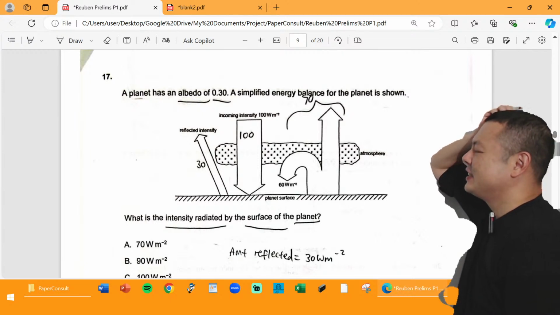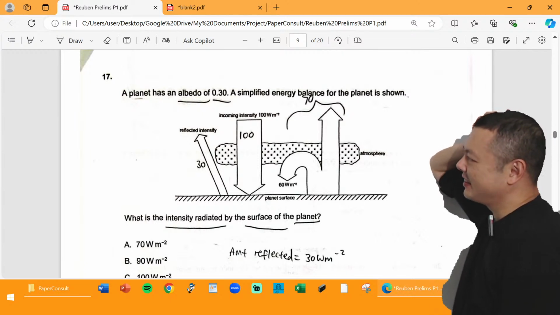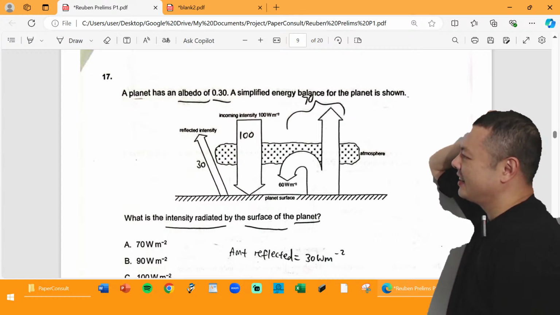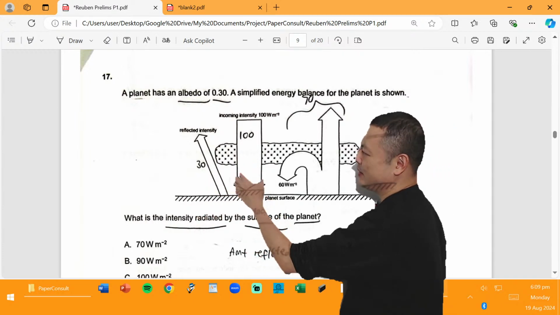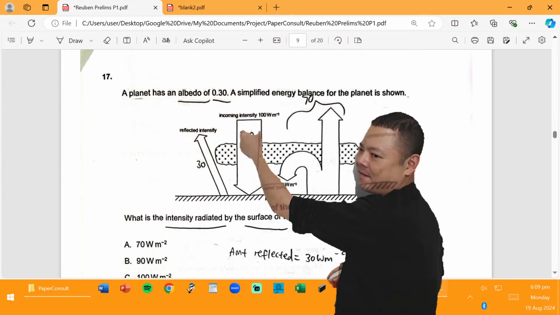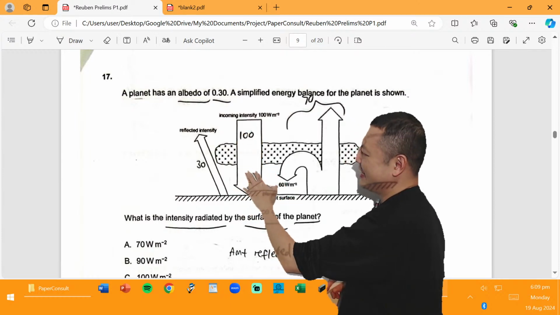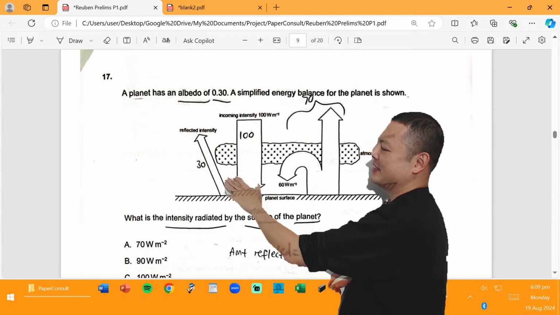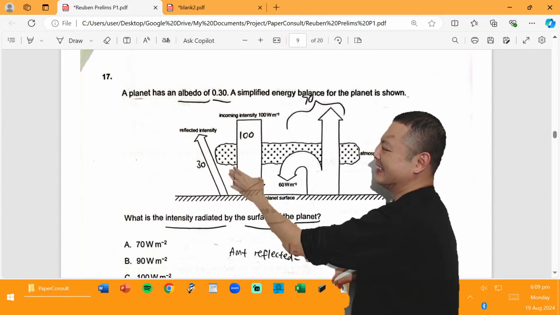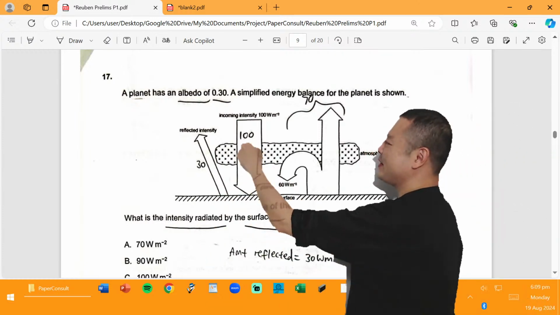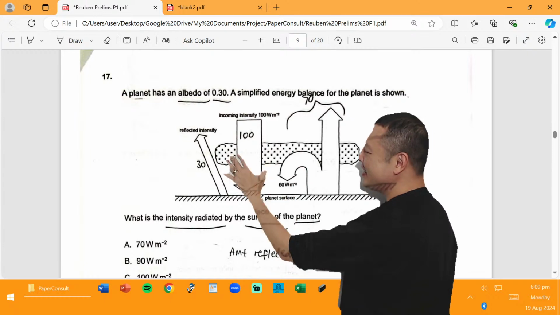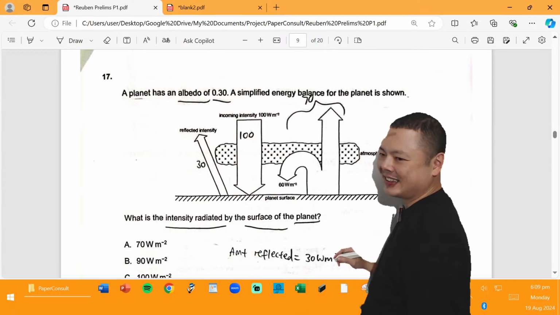So this is not Earth. Alright, this is not Earth. Okay, let's see. So the planet has an albedo of 0.3. I'm gonna ask you this, okay? Let's try to understand some symbolism here. Look at this arrow. Boom. It's like it doesn't care about the atmosphere. No interaction with the atmosphere at all. So what does that mean? Why does the incoming intensity not have any interaction with the atmosphere?